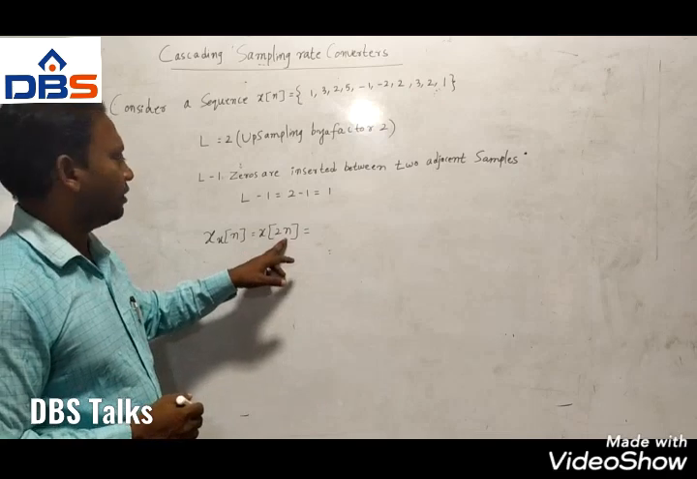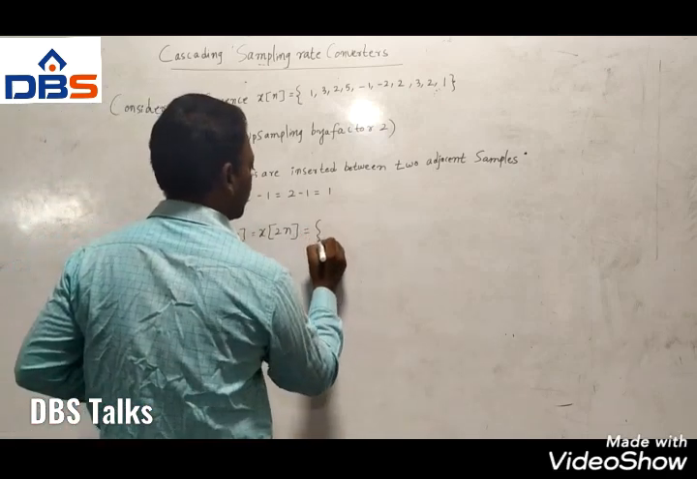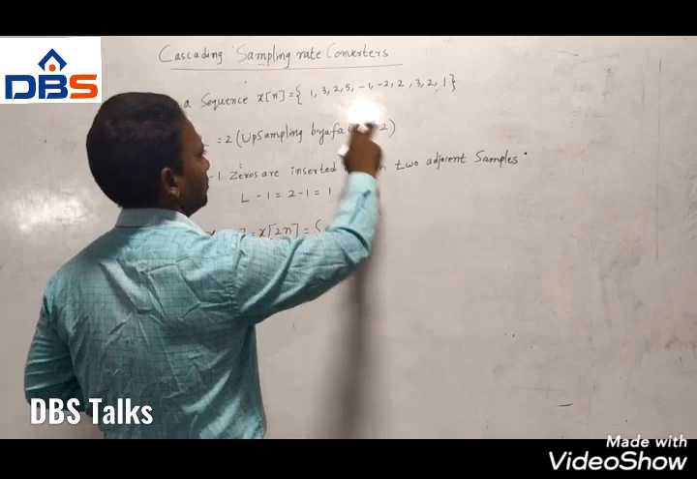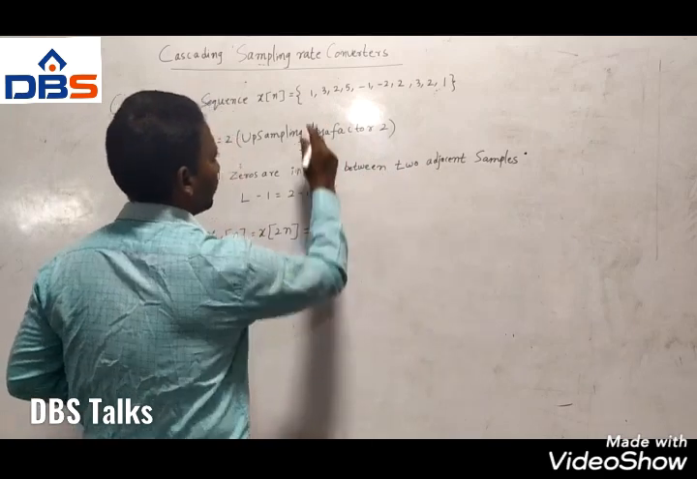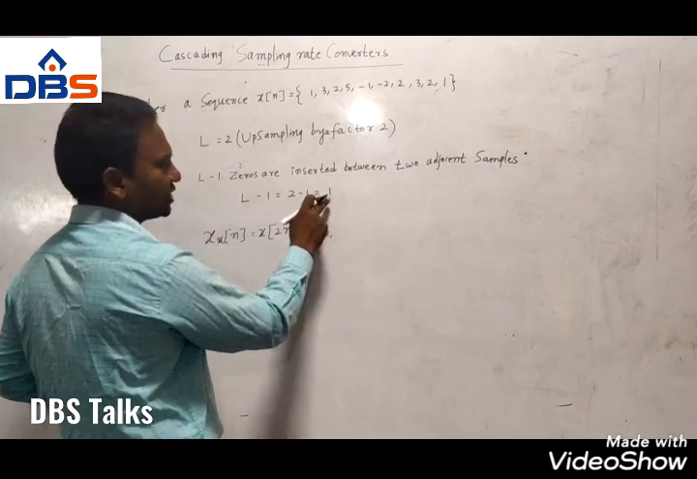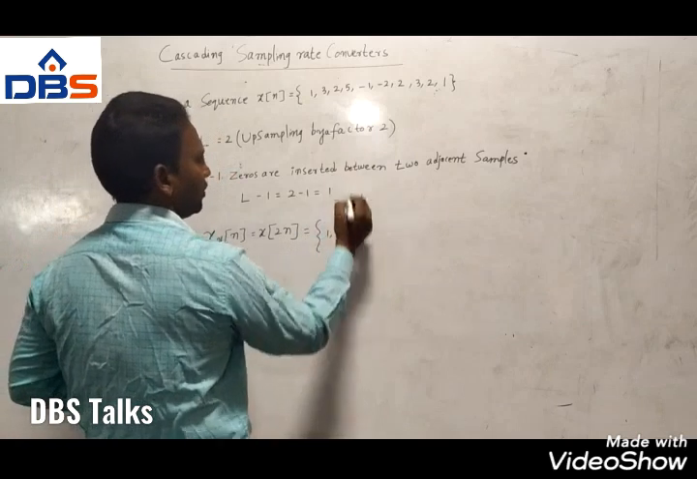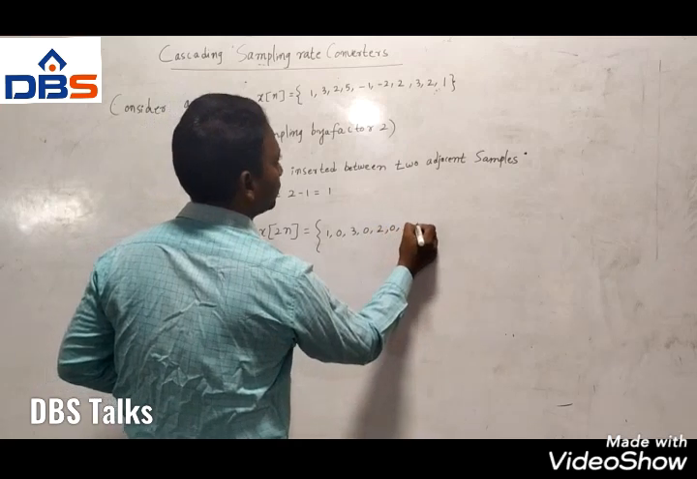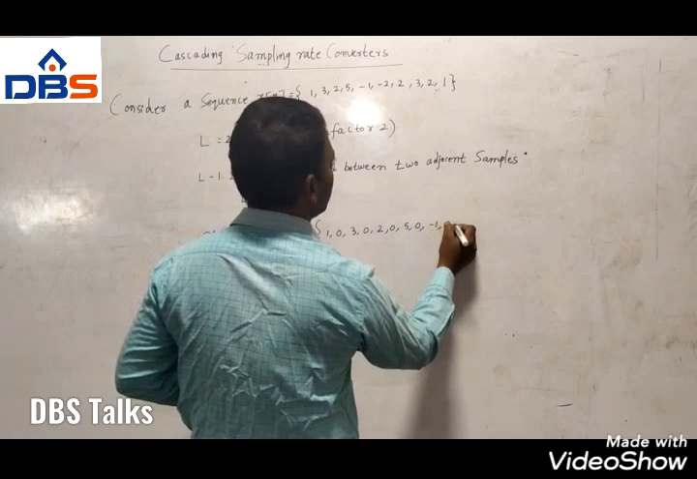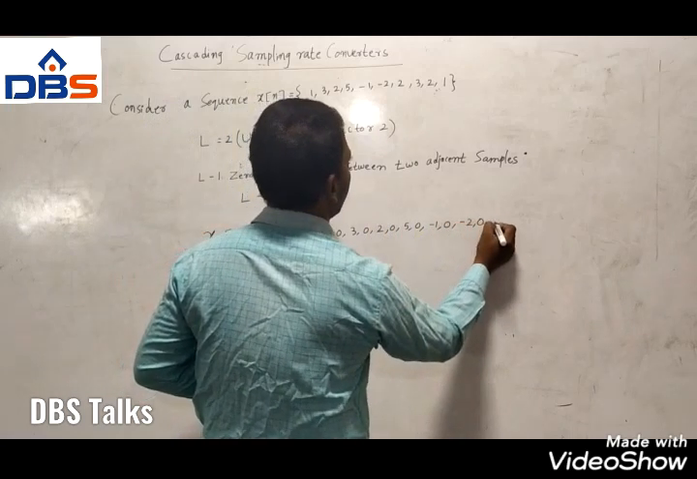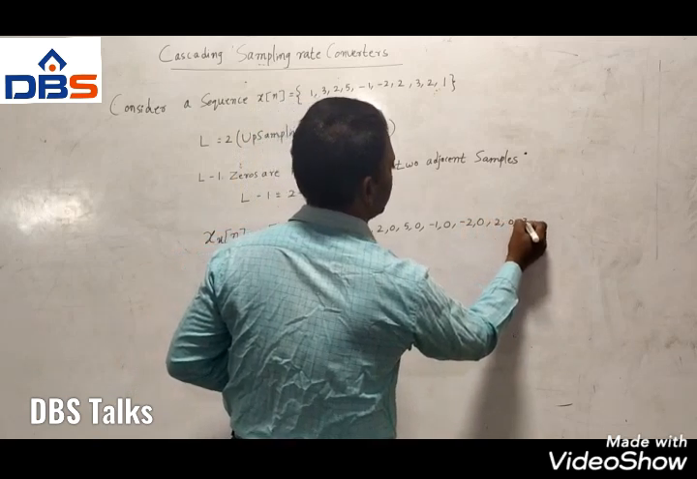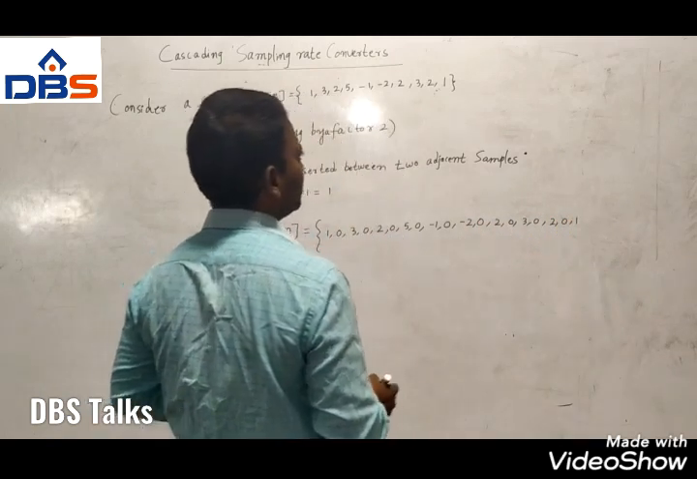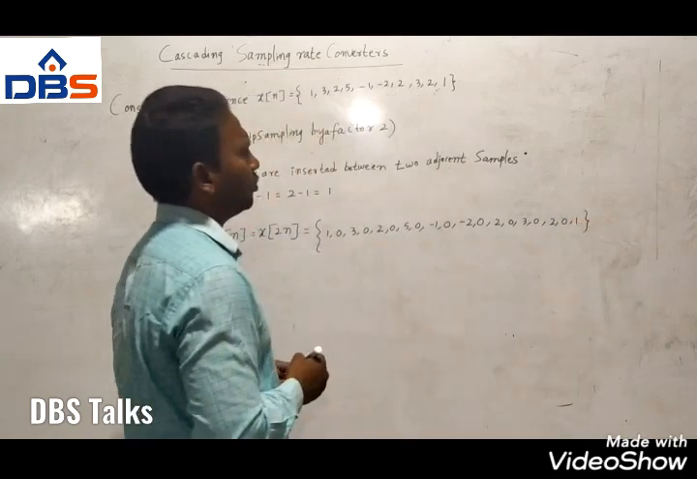So what is the meaning of this? L minus 1 zeros are inserted between two adjacent samples. So first we take 1. After that, how many zeros do we have to insert? 1 zero. So 1, 0, then 3, 0, 2, 0, 5, 0, -1, 0, -2, 0, 2, 0, 3, 0, 2, 0, 1. This is what happens. After that you don't have any samples.